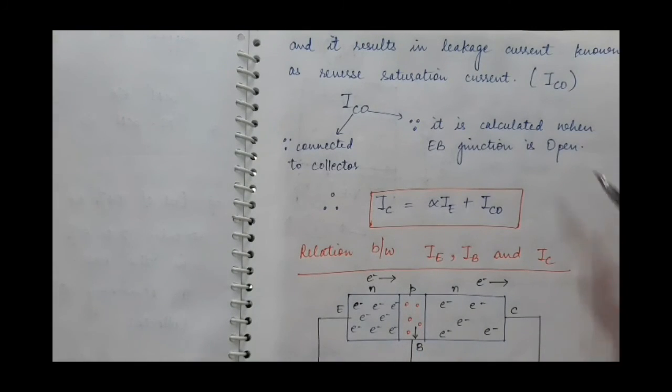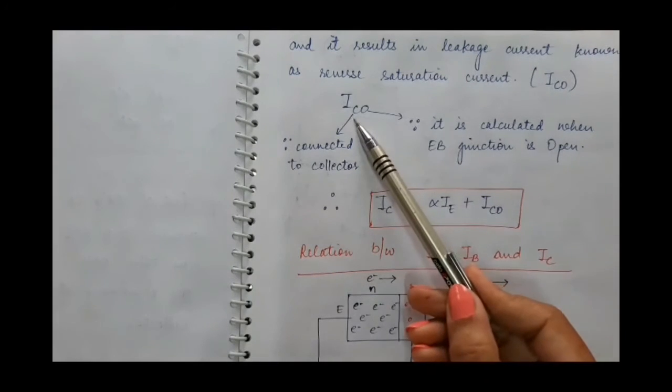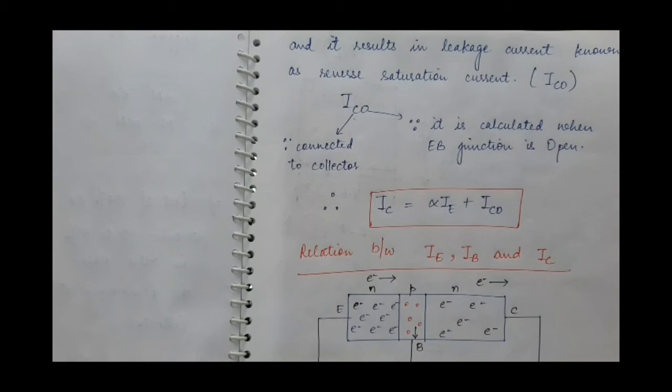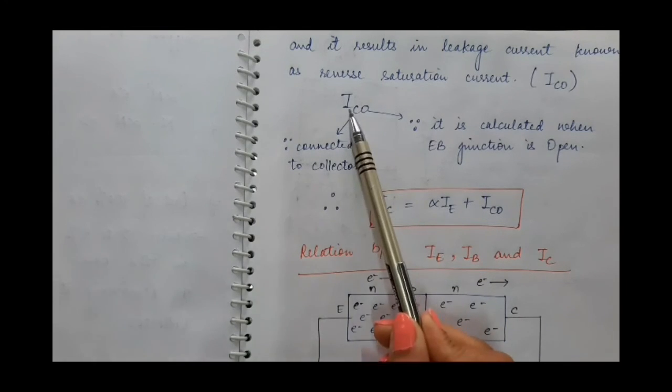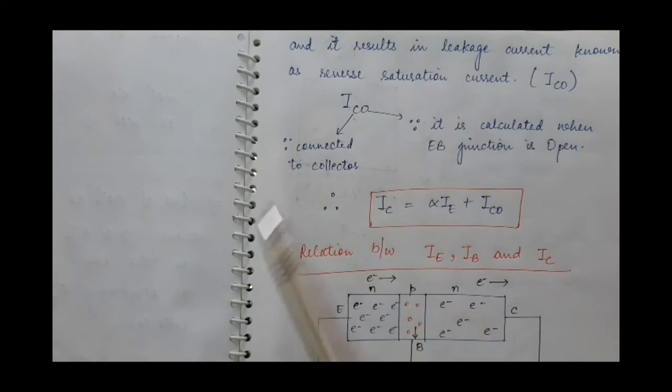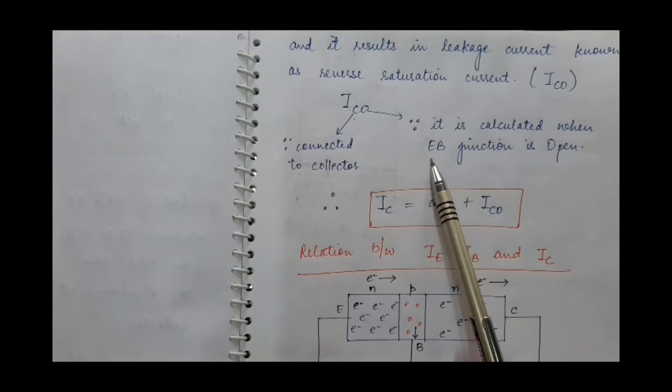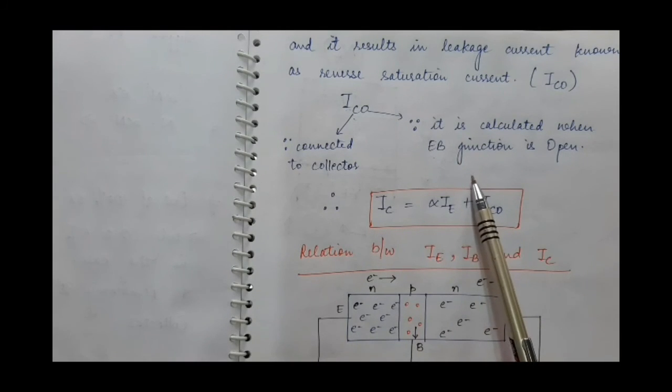So it is represented by ICO. Why have they used this C? Because it is connected to the collector, since we are calculating collector current. So that is why C. And why this O? Because this leakage current can be calculated only when the emitter base junction, that is J1, which is forward biased, is kept open. Only then can this leakage current be calculated.